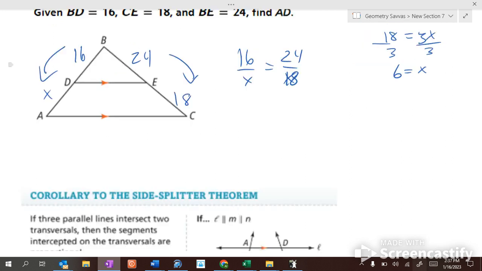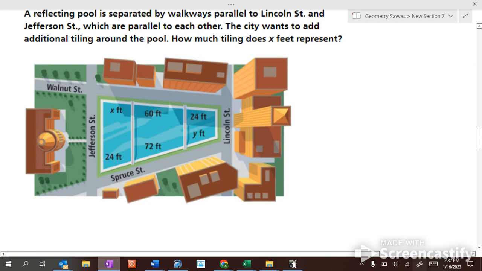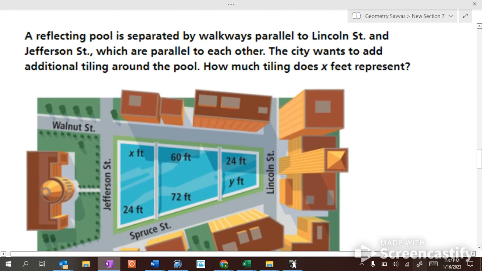Okay? All right. Now the corollary to the side splitter theorem is you don't even need a triangle. If you have three parallel lines and lines crossing through it, this over this equals this over this, or this over this equals this over this. You can do it either way. Easy peasy lemon squeezy.